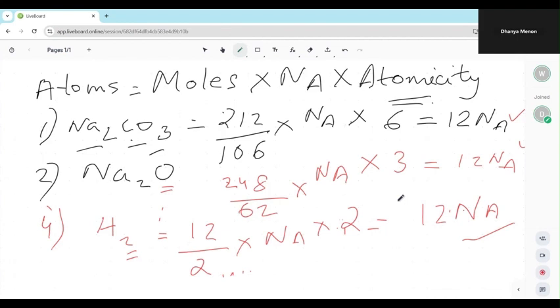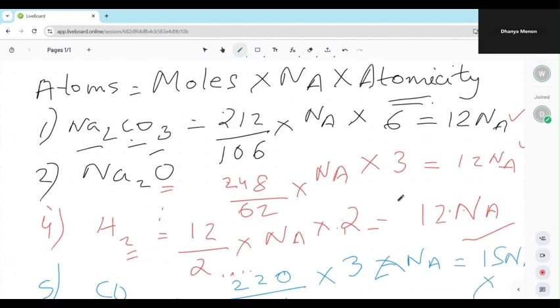So sodium carbonate, sodium oxide and hydrogen have equal number of atoms. But we have still one more option to check, which is carbon dioxide. Carbon dioxide, the mass mentioned is 220 over molar mass 44 times how many atoms are there? 2 oxygen and 1 carbon. That means 3 times Na. And this comes to 15 Na. So we cannot take this option.